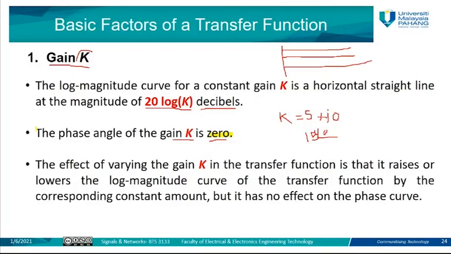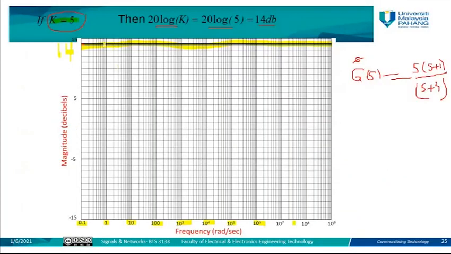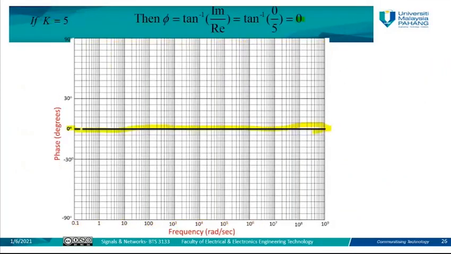This is how to draw the Bode plot for the first part, which is the constant number. Whatever constant number you are given, you need to find the 20 log of this number. Then you draw the value in dB for the magnitude, and the value for the angle is equal to 0. So this is the first part, or the first factor.